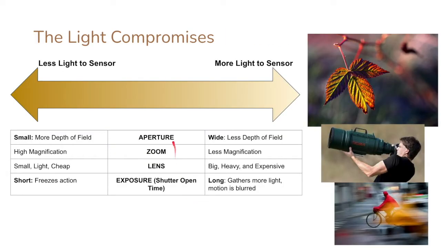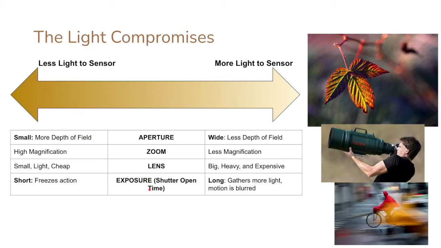Light compromises. Aperture, which is the size of the hole you're taking the picture with. Well, if it gets smaller, you get more depth of field, but you get less light. If it's wider, you get less depth of field, but there's more light. For zoom, you can get high magnification, but less light gets to the sensor, and vice versa. Lens, you can get a big, heavy, and expensive one, and that gets more light to the sensor. But yes, it is expensive, and vice versa.